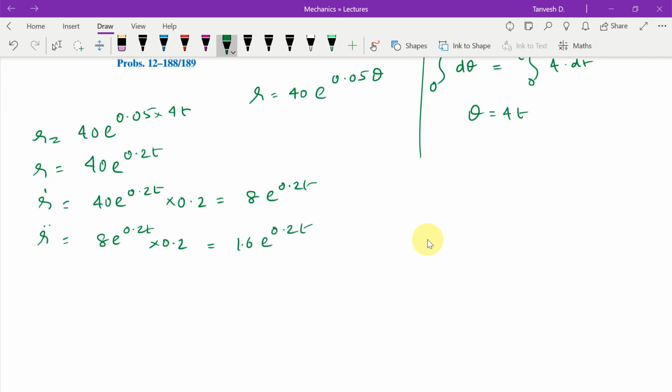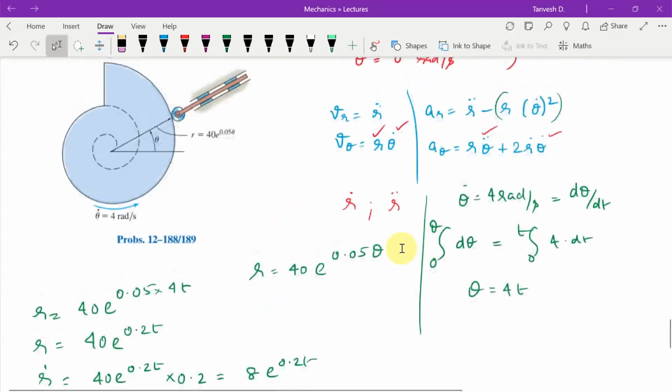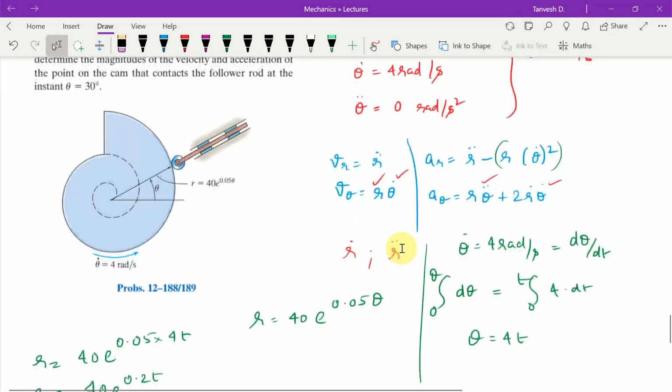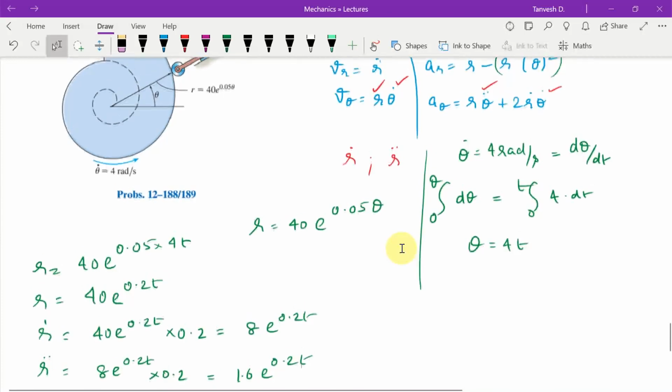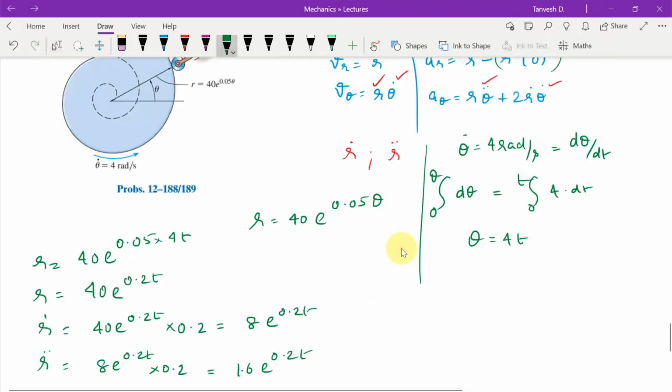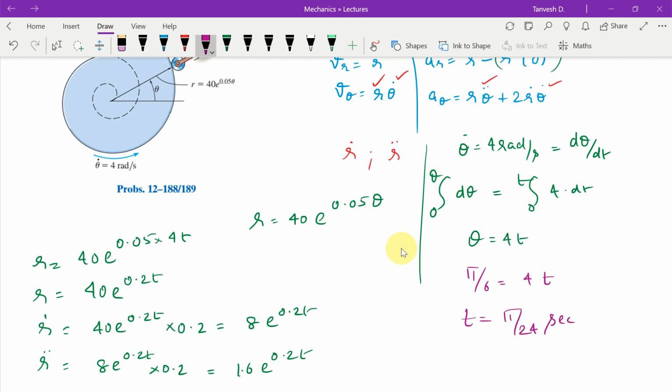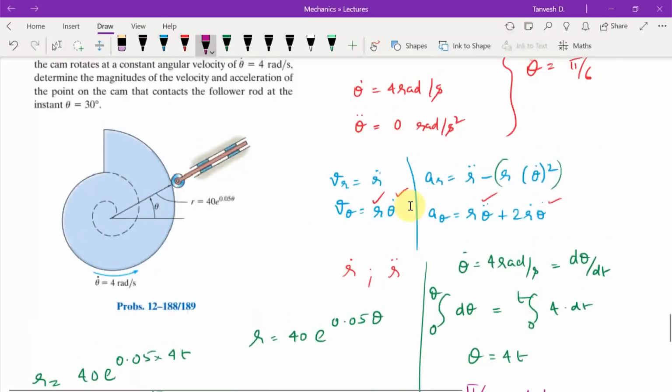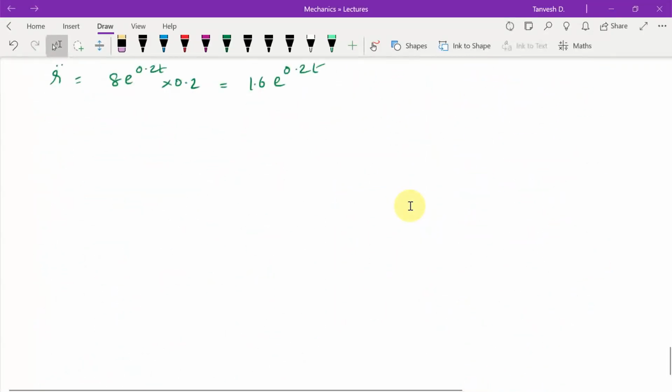So we have found r dot and r double dot, and now we just have to put in the time when theta becomes 30 degrees. So we can find the time also: pi by 6 equals 4t. Therefore t will be equal to pi by 24 seconds. This is the time at which we need to find everything. So again, let us make that table, that is better.